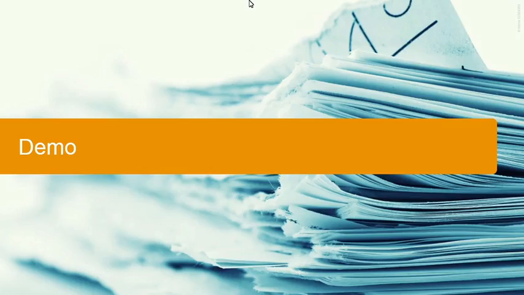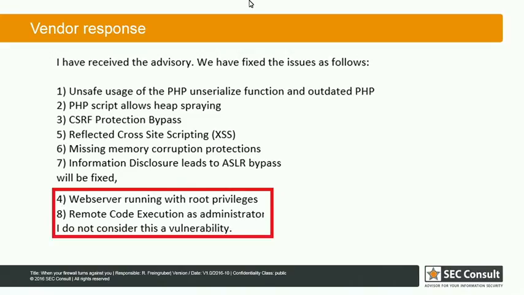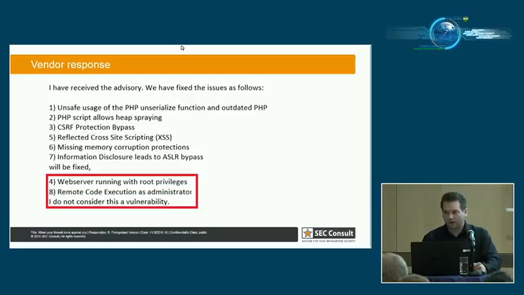Here are just some quick notes about the vendor response. These are the vulnerabilities which we found and abused in these two attack vectors. The vendor responded that most vulnerabilities will be fixed, and they were really fast with fixing them. But, for example, a web service running with root privileges or the remote code execution is not considered a vulnerability, and therefore they won't fix it.